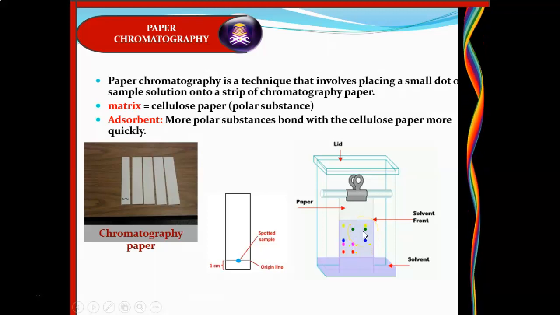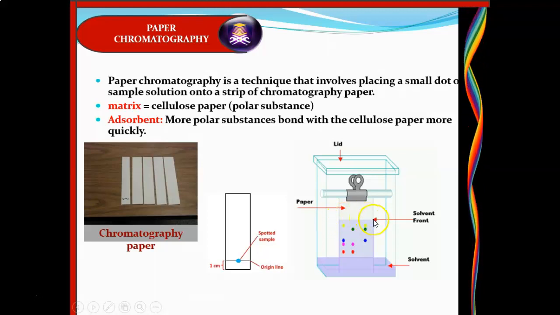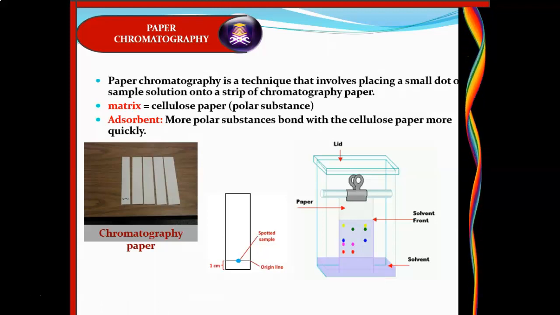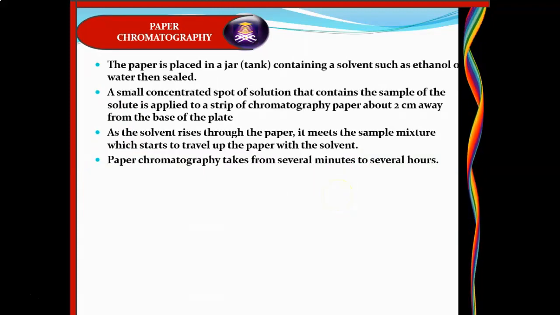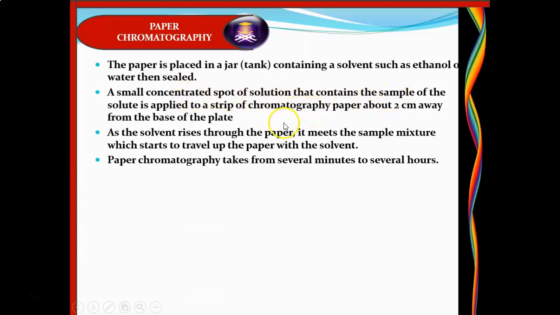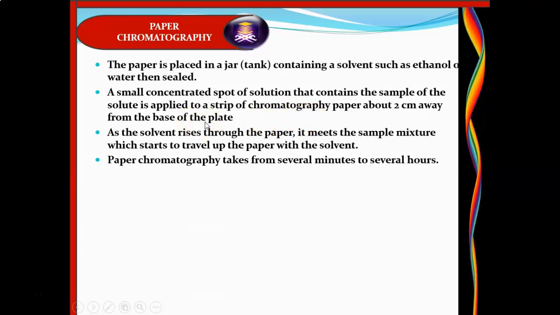So you need to make the solvent front. Let's say if you want the sample to reach this line, you need to make sure that the separation is complete. The solvent depends on you, whether you want to use water or sodium chloride and so on. The paper is placed in a jar, also called a tank, containing a solvent such as ethanol or water, then it will be sealed. A small concentrated spot of solution that contains the sample of the solute is applied to a strip of chromatography paper about 2 cm away from the base of the plate. Okay, it depends on your method, whether you want to use 1 cm or 2 cm.